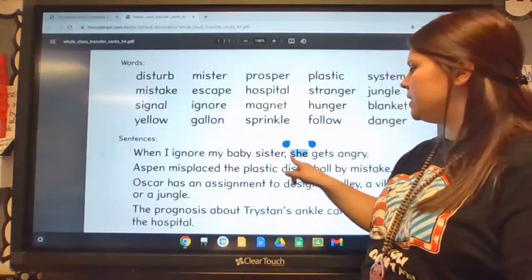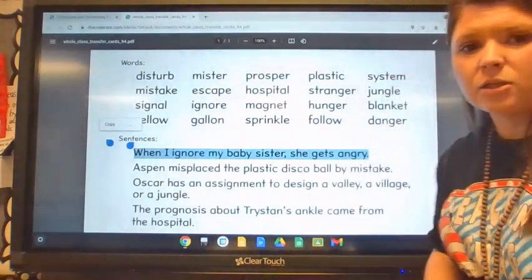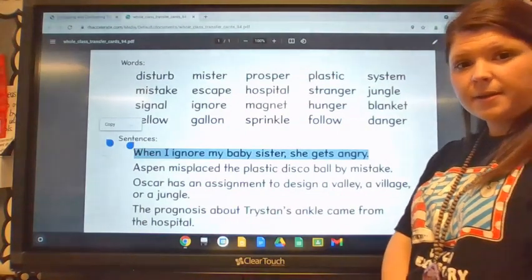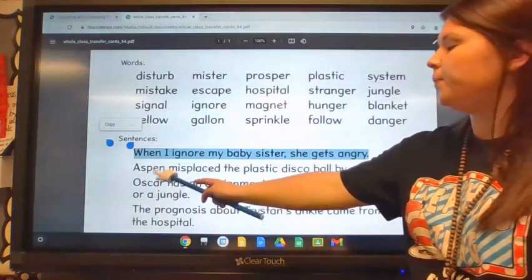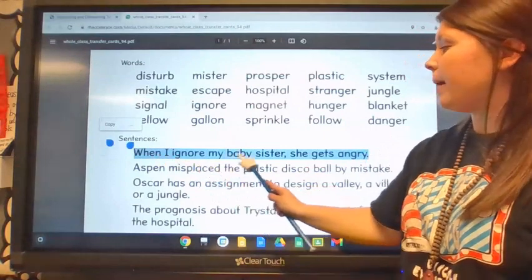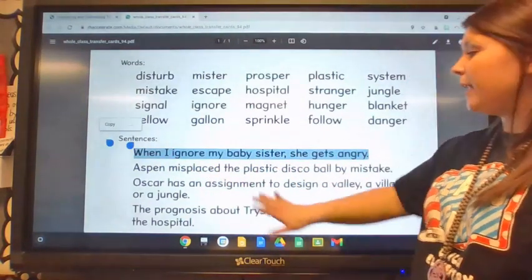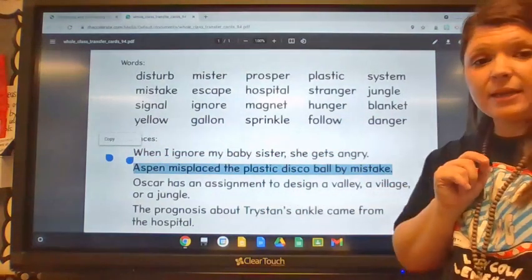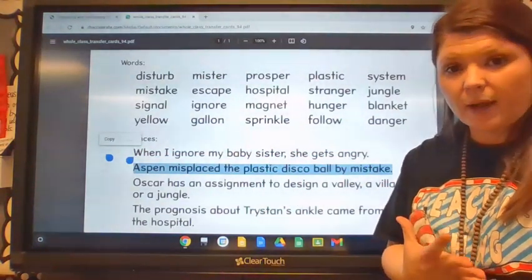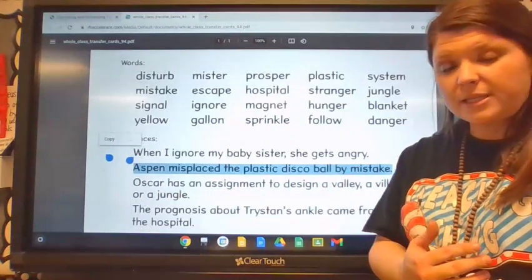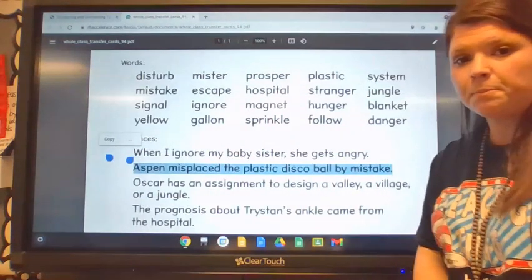Yesterday we read this first sentence. Do you remember how to read the words in this first sentence? Let's read it. Ready? Read. When I ignore my baby sister, she gets angry. Great job, guys. Now let's go ahead and look at this next sentence. I'm going to give you a minute to make sure that you can read the words correctly. If you don't, decode them based on those skills that we've learned, okay?